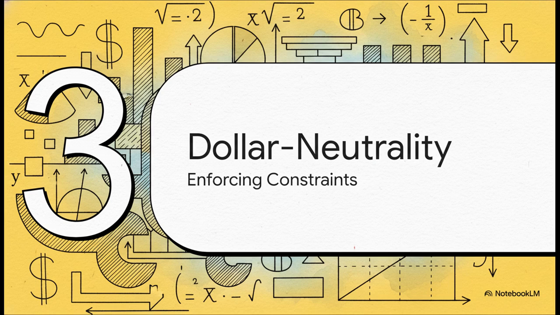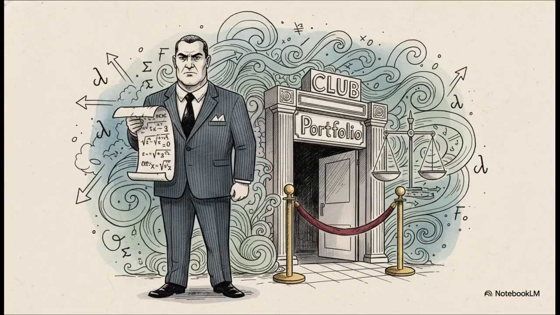Dollar neutrality via Lagrange, enforcing constraints in the portfolio. This is our elegant solution to unmanaged volatility. We introduce Lagrange multipliers. Now, I want you to think of these as our mathematical bouncers. We recast our entire problem as the minimization of an objective function, bringing in lambda and mu, and we basically tell these bouncers, do not let this portfolio leave the club unless the sum of the long positions exactly equals the short positions. They force the total weights to equal exactly 0.